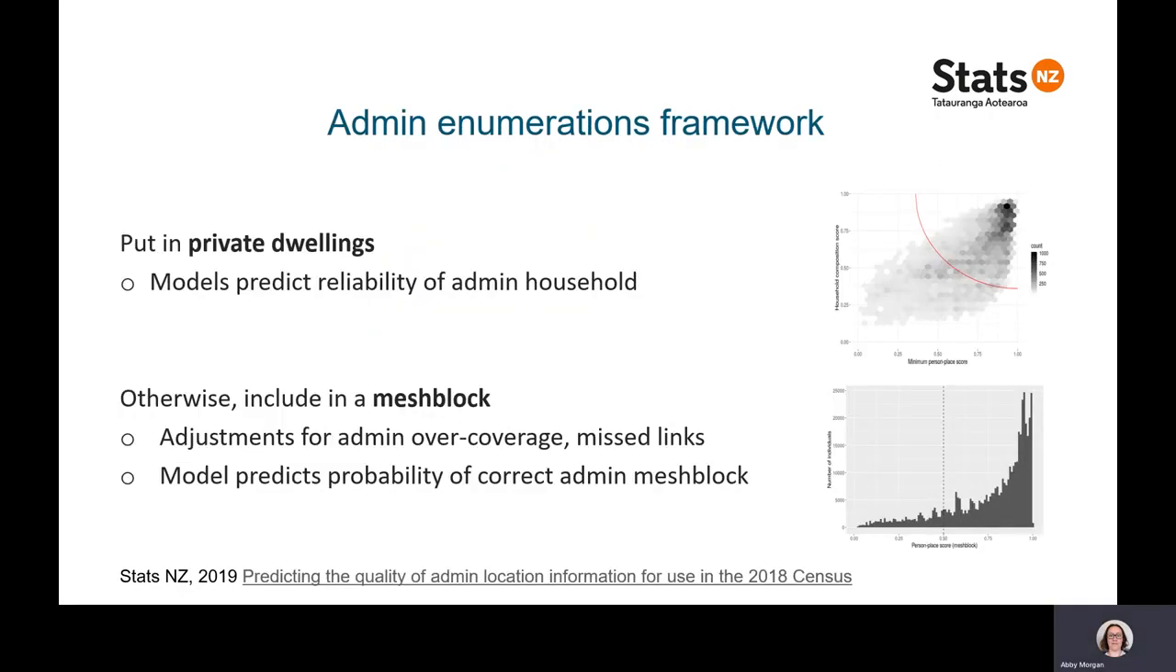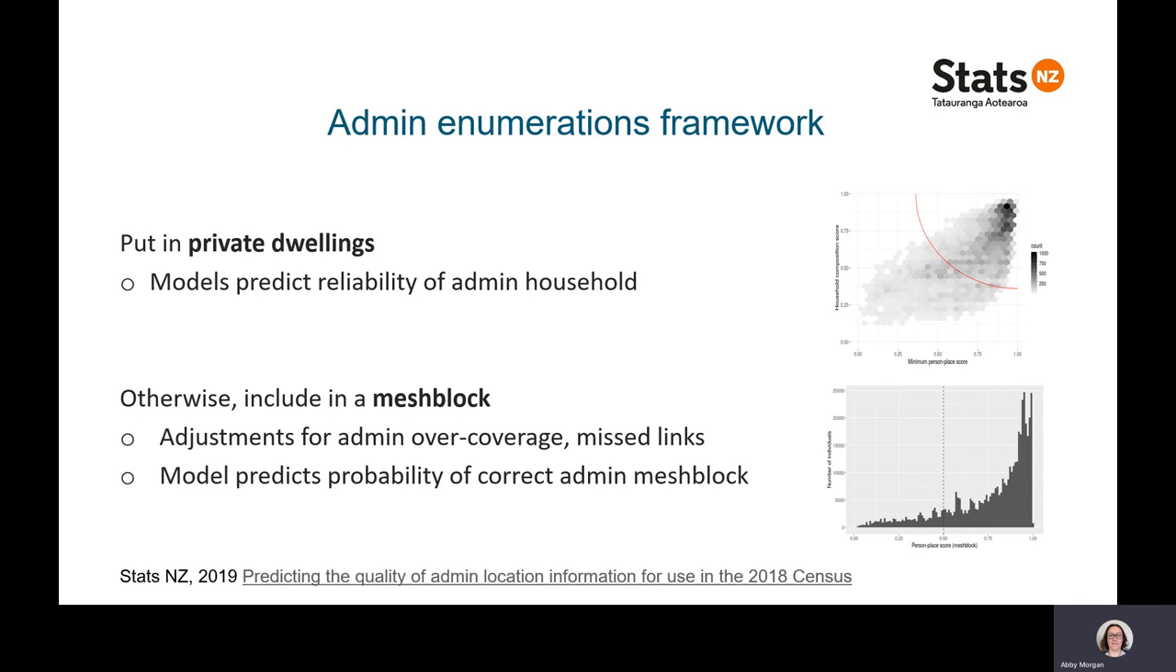The way in which we add those admin records into the file is, firstly, we aim to put them into private dwellings because ideally we would want everyone in households and at a dwelling level to best mimic the census data. But we do need to work around some of those limitations that we mentioned earlier. So we use a dwelling or household model that's based on work by the US Bureau of Census, and that predicts the reliability of an admin household.